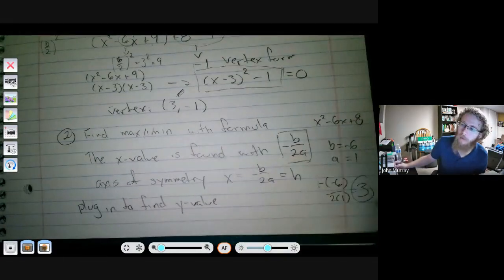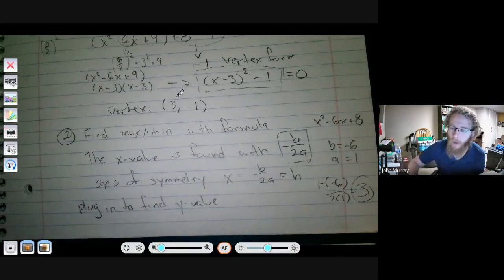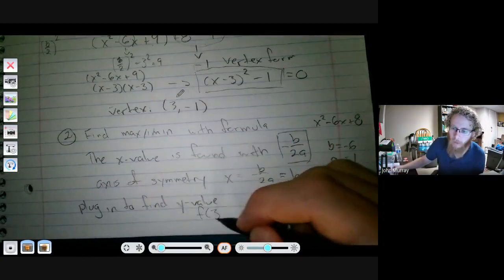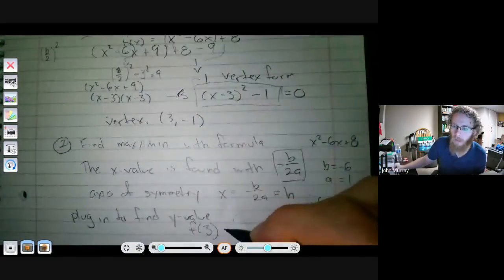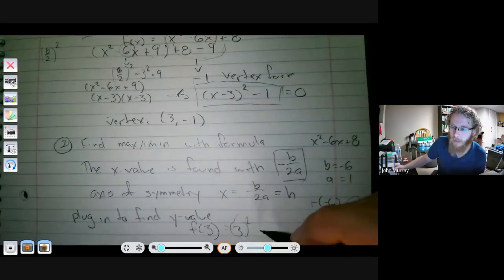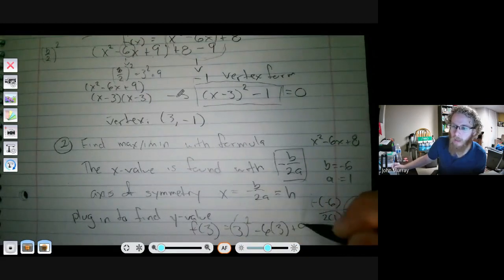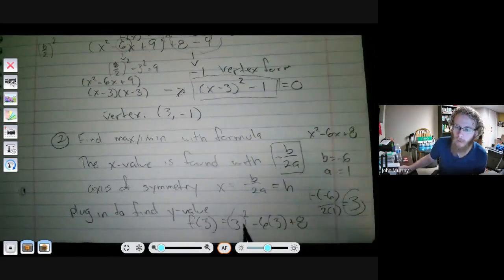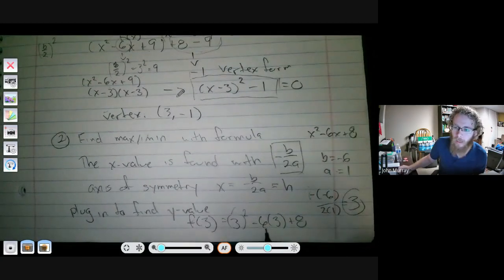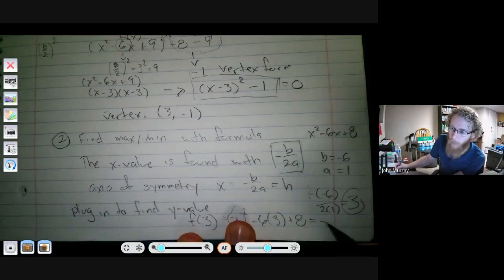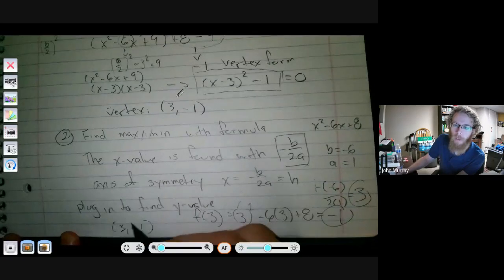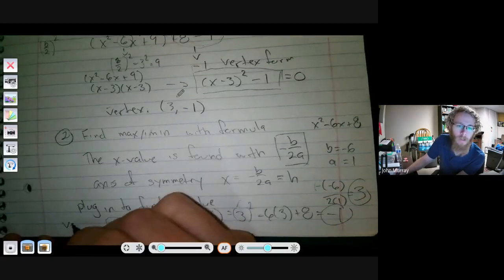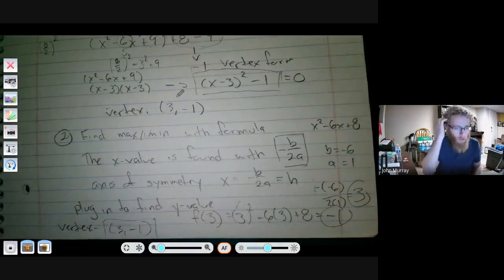Once we have this, we just have to take what we found and plug it in to find our y value. So now I'm going to plug in 3 into my function. So I'm doing 3 squared minus 6 times 3 plus 8. This would give me 9 minus 18, which is negative 9. Negative 9 plus 8 is negative 1. So we have the x value is 3, my y value is negative 1, and again, we found our vertex.